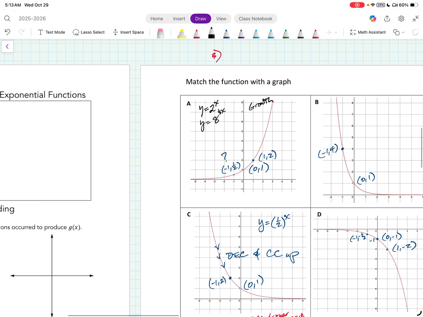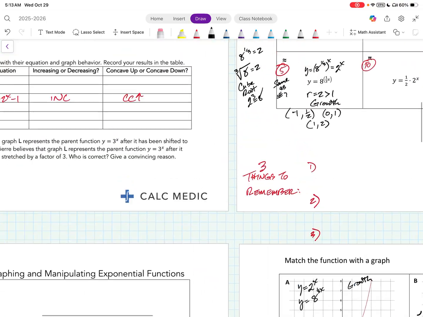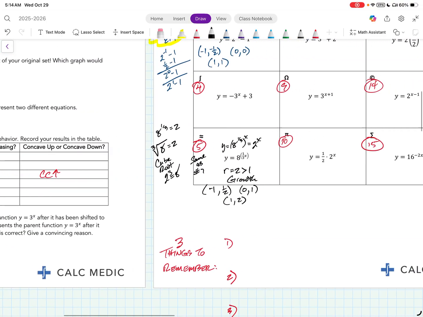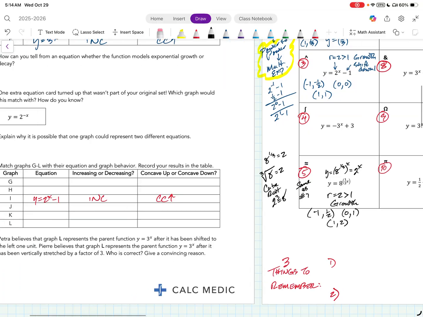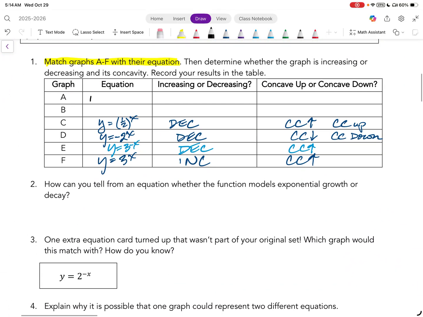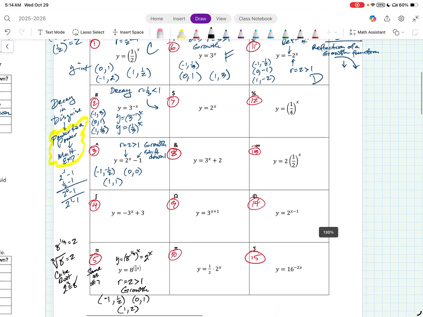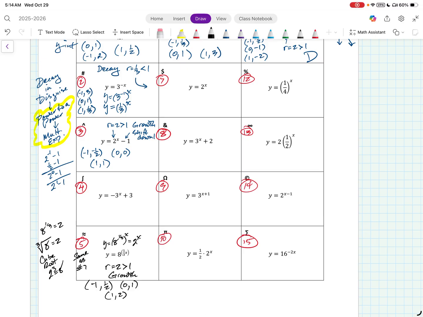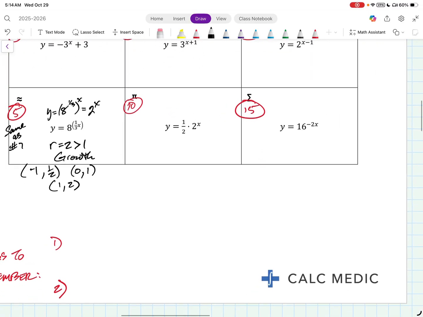So let's go ahead and record that one too. That is A. So y is equal to 2 to the x, and y is equal to 8 to the 1/3 x power. It's increasing because it's growth, and it's concave up. There we go. And let's do another one. Let's do 15, for funsies here.